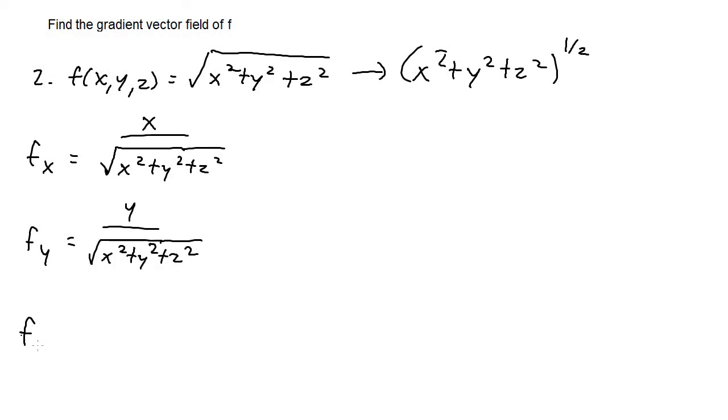And so f sub z, we can skip a little bit of work here because it follows the exact same pattern. Instead of x on the numerator and y on the numerator, this time we'll have z on the numerator over the square root of x squared plus y squared plus z squared.